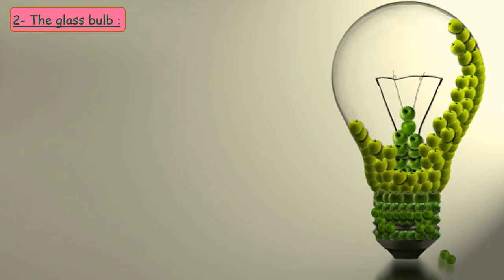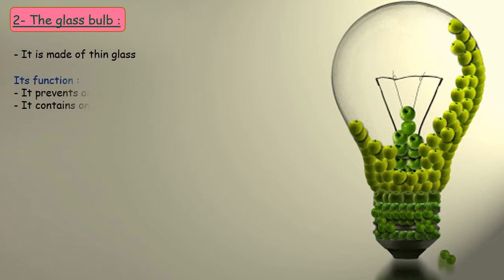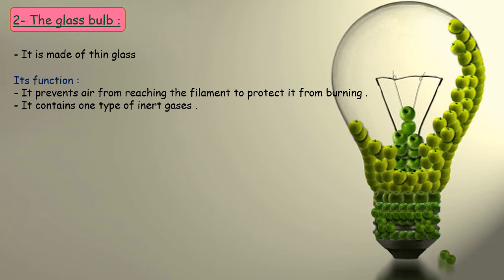Second, we will talk about the glass bulb. It's made up of thin glass. What's the function of this glass? It prevents air from reaching the filament to protect it from burning. Why? Of course, because the air consists of which gas? Oxygen gas, and you know that oxygen gas helps in burning, and we want to prevent that. We want to save the filament from burning. I want this filament to shine, emit light, not burn.